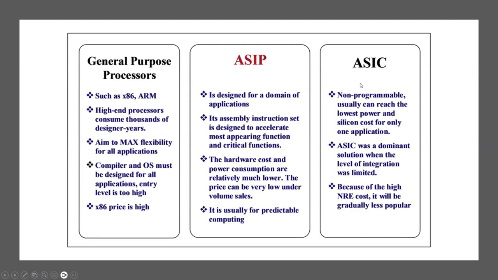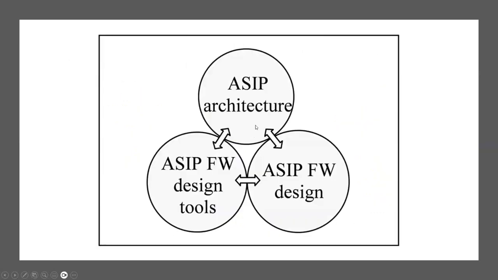ASIC is an application-specific integrated circuit, like a field programmable gate array. ASIP is an application-specific processor, so it's some sort of DSP or some sort of processor, but not a CPU like ARM or x86. That's called ASIP. So these three approaches are different. You may have the ASIP architecture and the design flow and go hardware software co-design.